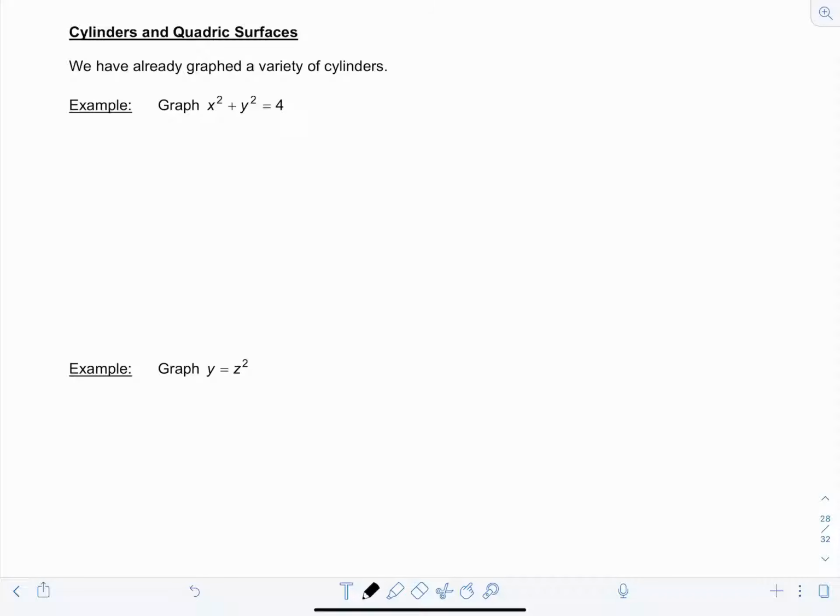The first one actually is a circular cylinder in free space. So graph x squared plus y squared equals 4. Notice z is missing, so I'm going to project the graph of x squared plus y squared equals 4 in the xy plane along the z-axis. So let's begin. We'll set up our coordinate system. I know in the xy plane, x squared plus y squared equals 4 is going to be a circle. And then if I project that along the z-axis, then I will get a circular cylinder.